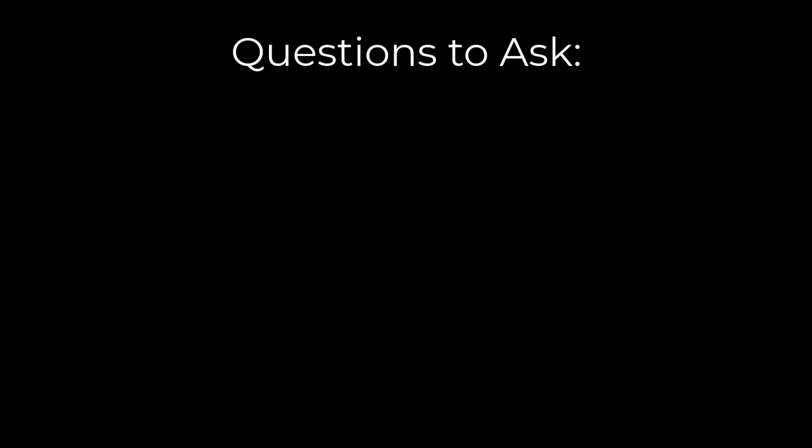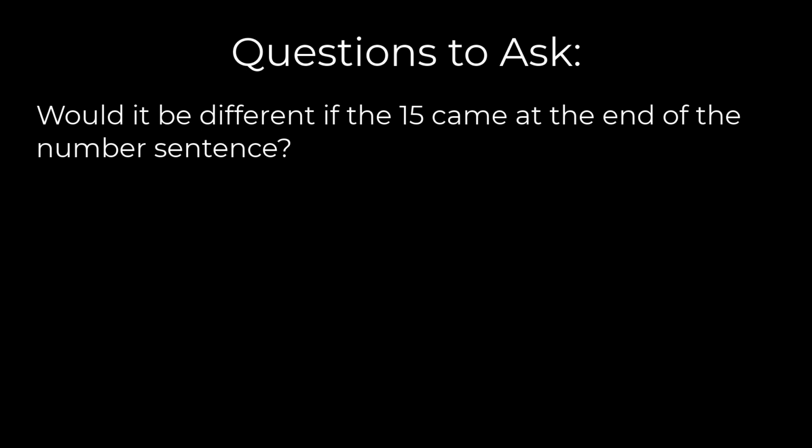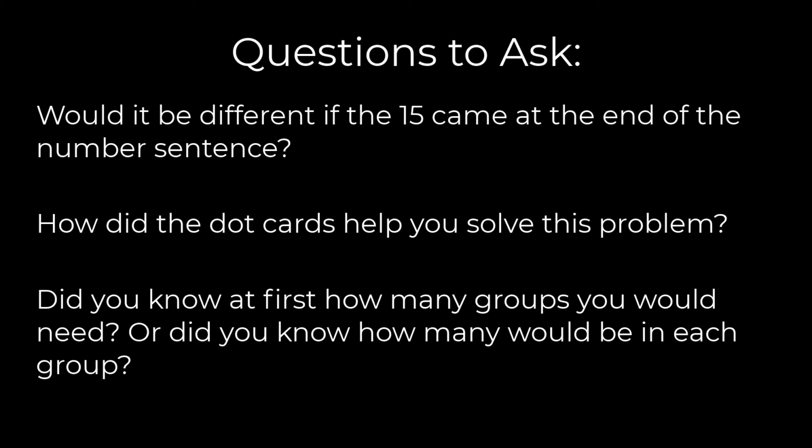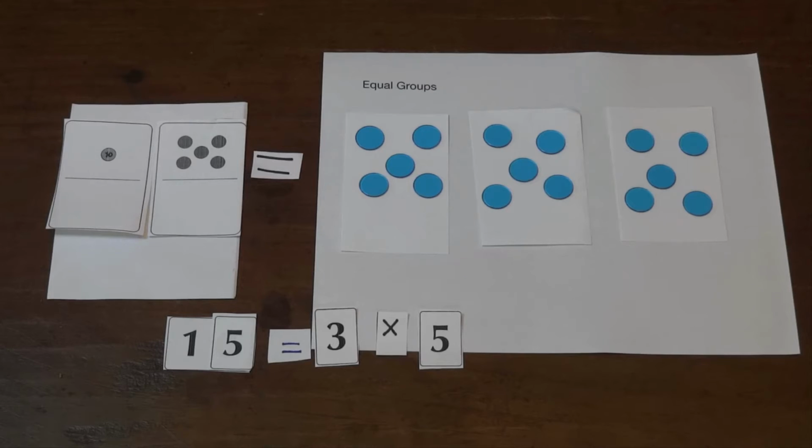And then you can ask them some questions. Would it be different if that 15 came at the end of the number sentence? How would you go about solving it then? How did the dot cards help you solve this problem? Did you know at first how many groups you would need, or did you know how many would be in each group? Don't spend a lot of time on what the two factors mean, the first factor being how many groups, the second factor being how many in each group. Just say these words, and then the meaning will evolve over time as you continue with your work on multiplication.